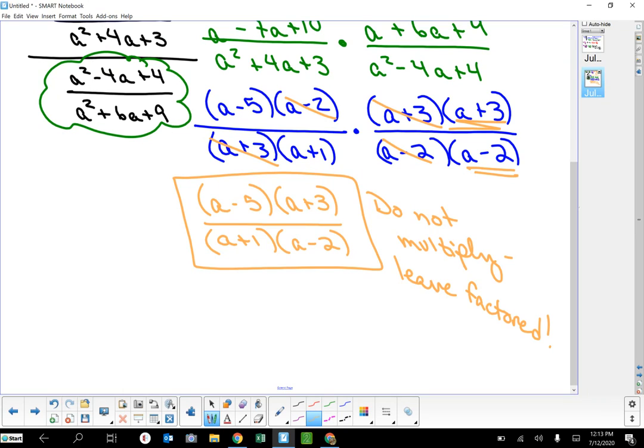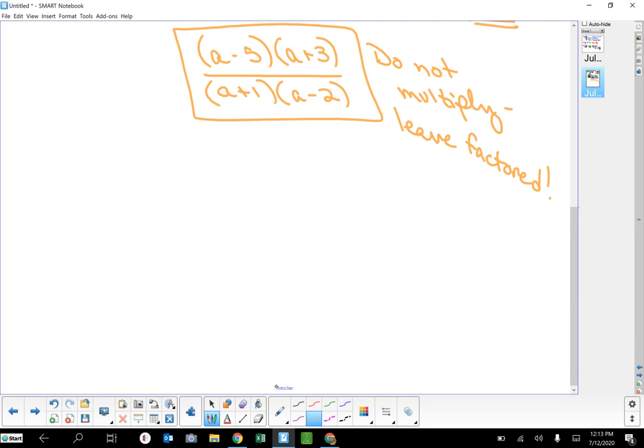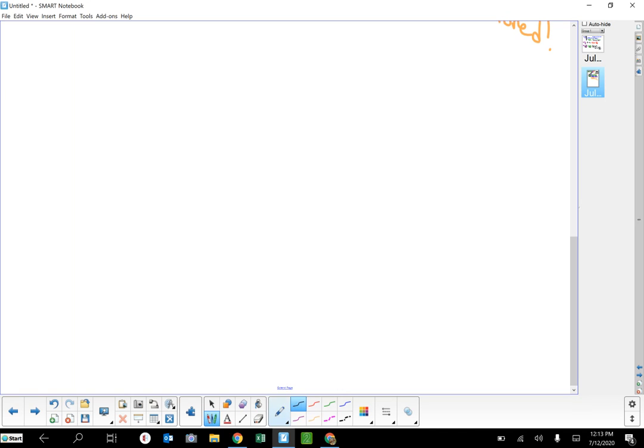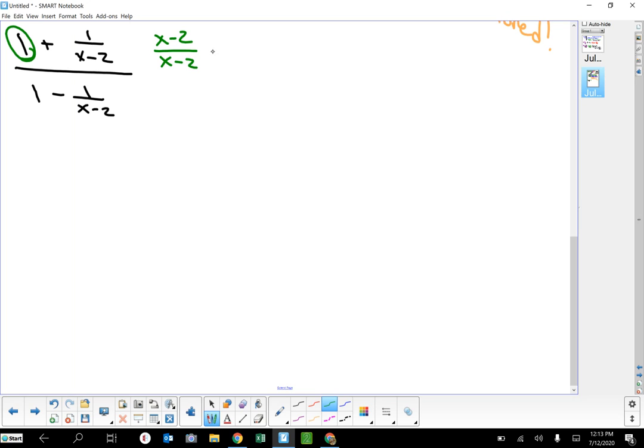Okay? And then the last one we're going to do looks like this guy: 1 plus 1 over x minus 2, over 1 minus 1 over x minus 2. So this is a little similar to the 1 minus 4 over a, 1 plus 4 over a, just that when you turn these into like factors, this is going to be x minus 2 over x minus 2 plus 1 over x minus 2. This one will also turn into an x minus 2 over x minus 2 minus 1 over x minus 2.